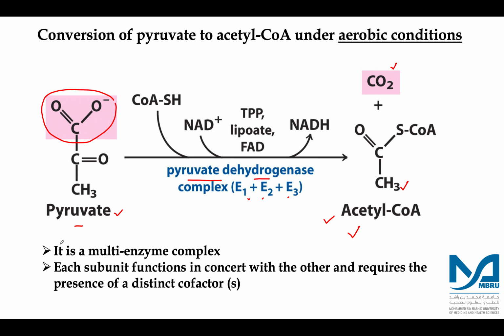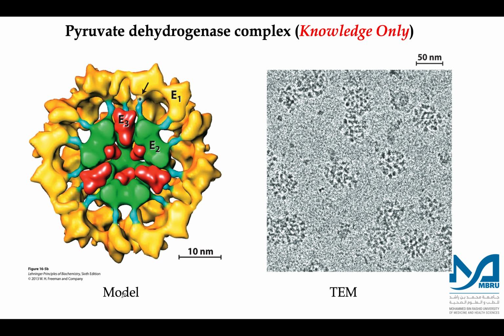To reiterate, the pyruvate dehydrogenase complex that catalyzes the conversion of pyruvate to acetyl coenzyme A is a multi-enzyme complex that functions as a module. When I mention module, what I intend to imply is that each subunit functions in concert with the others and requires the presence of distinct cofactors. So this particular slide is only for your knowledge. You don't need to remember any information from this slide.